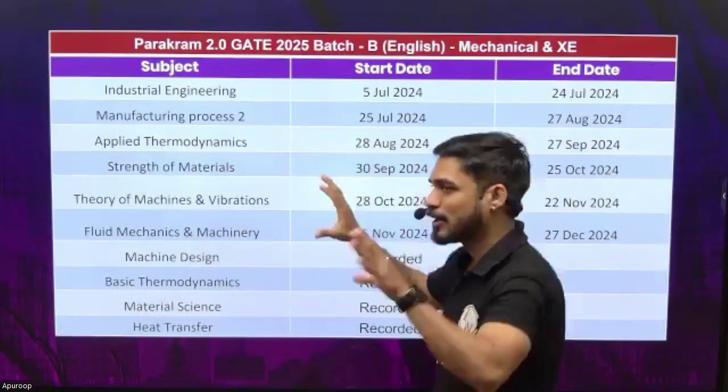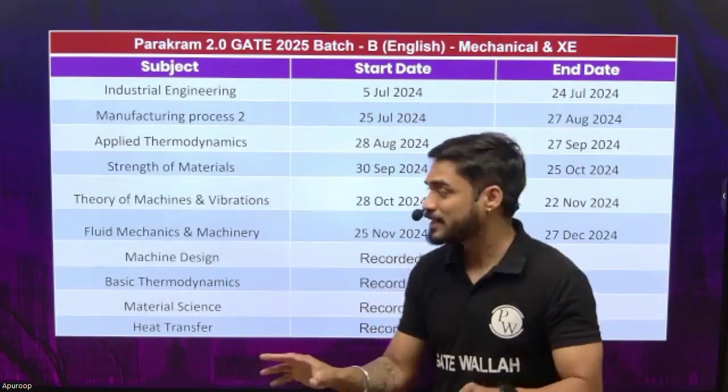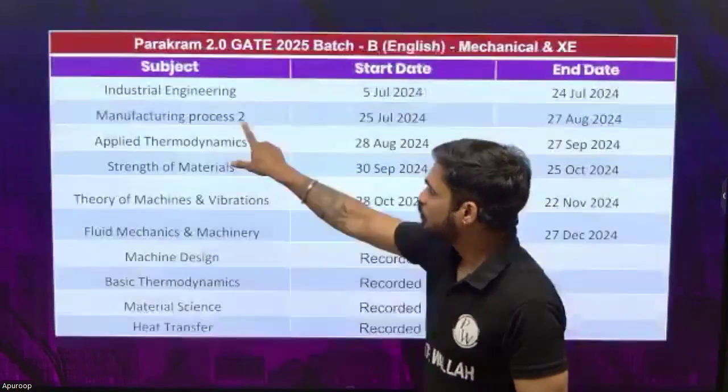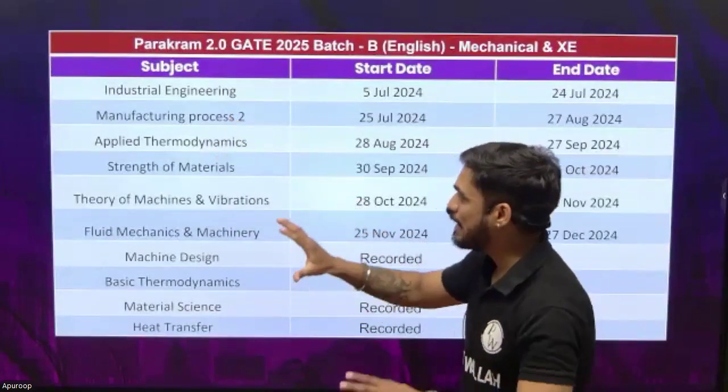Manufacturing process 1, manufacturing process 2. Now these two are not interrelated. It doesn't mean that if you don't complete manufacturing process 1, you cannot start with manufacturing process 2. So this is just the name. Okay, you don't have to get confused here.